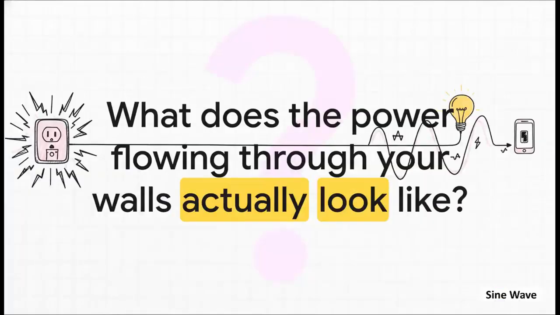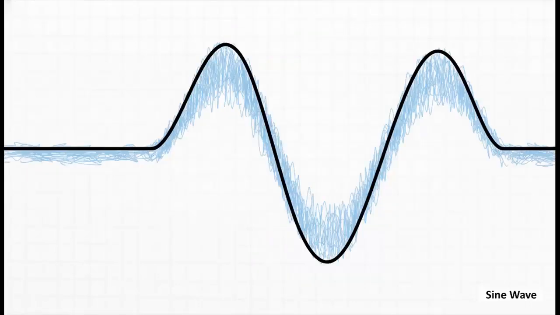So, if you could actually see that electrical energy, what would it look like? Is it just some chaotic mess? A straight line? What is the fundamental pattern that's keeping our lights on and our devices charged up? It looks exactly like this: a smooth, predictable, totally continuous wave. This is the sine wave, and it is basically the heartbeat of our entire electrical grid.